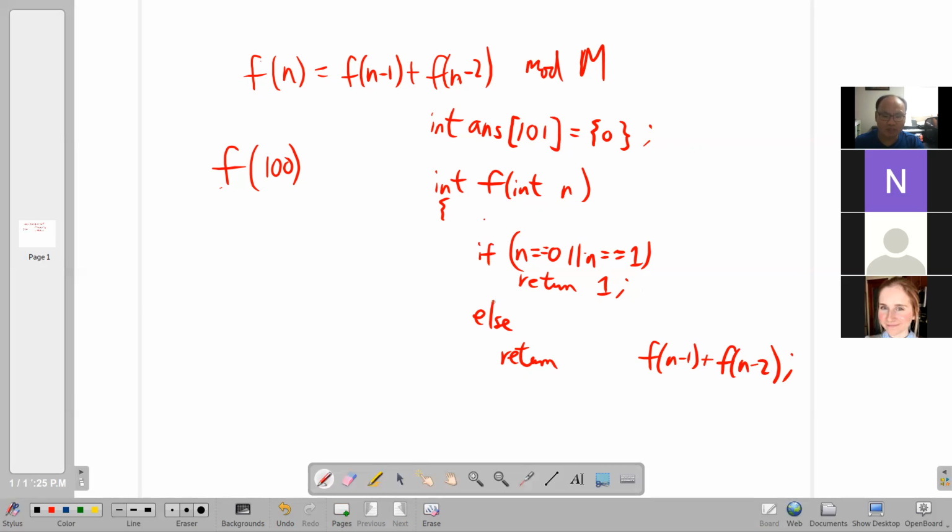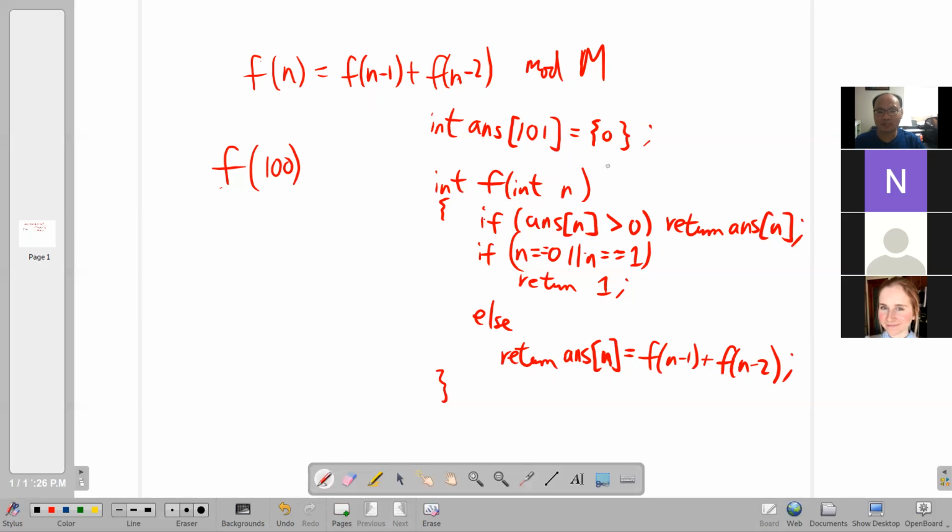Now, why do I write some space here? Because what I'm going to do is say answer n. So I'm going to return, but I'm also going to store this answer. And the first thing that I do when I enter this is, if answer n is bigger than 0, that means I've already computed it. Then I just return. So I don't recurse if I've already seen it.